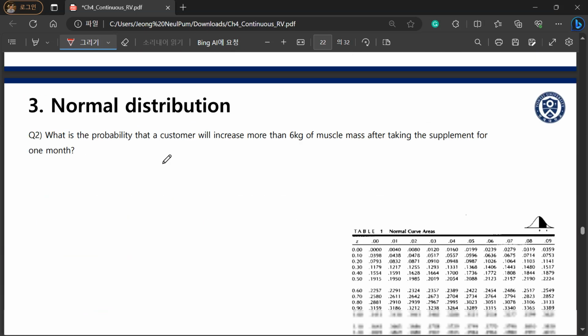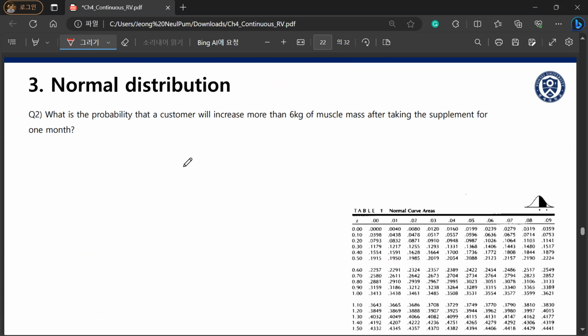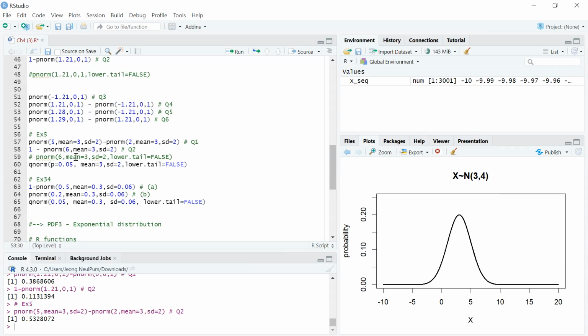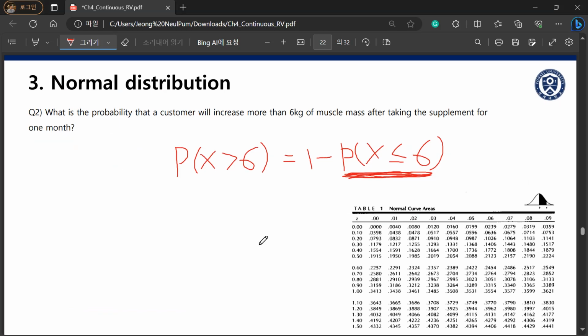And question number 2 wants us to get the probability when x is more than 6. It is the same as 1 minus the probability when our random variable x is less than or equal to 6, which is the pnorm function with the default value of the lower.tail option. So I use this code here for the answer.